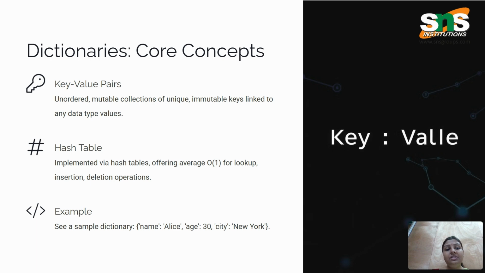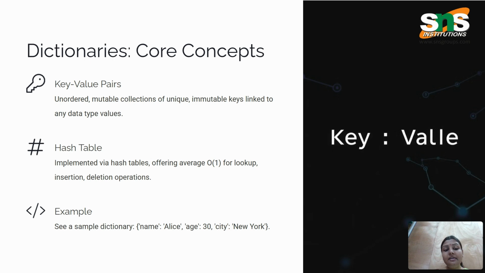The core concept of dictionaries is that they are key value pairs, unordered, mutable, meaning changing collections of unique, immutable keys linked to any data type values. Implemented via hash tables, offering average O(1) for lookup, insertion and deletion operations.